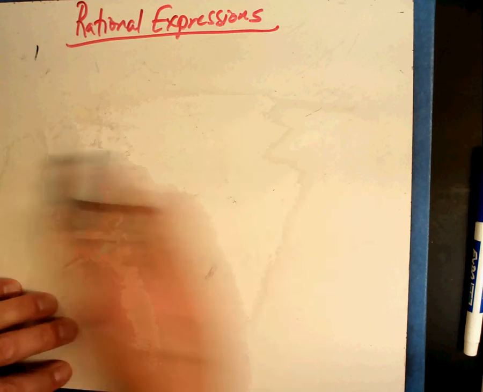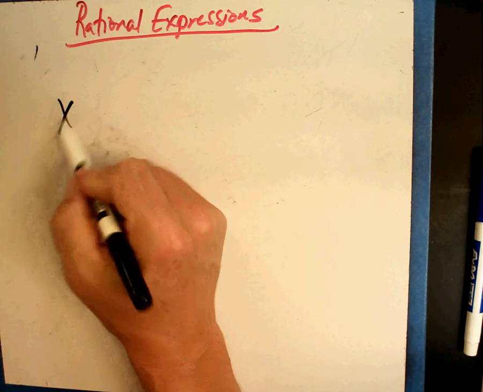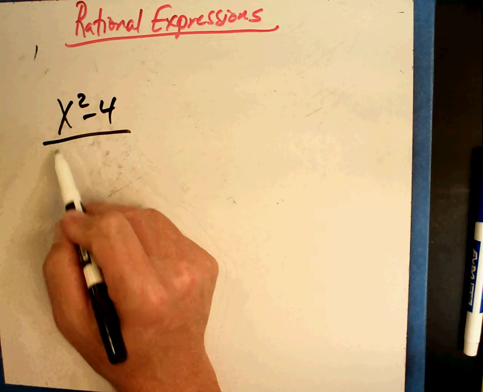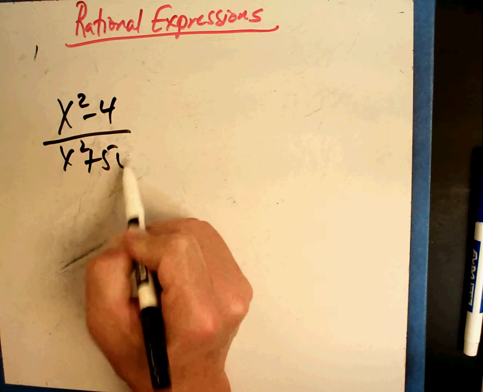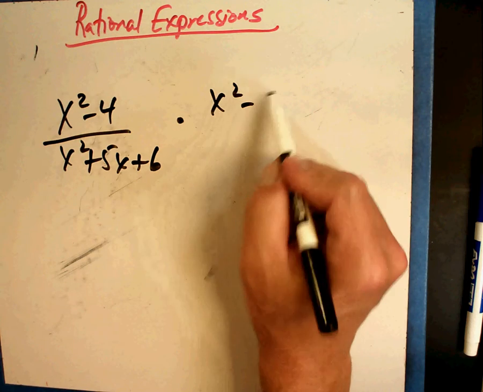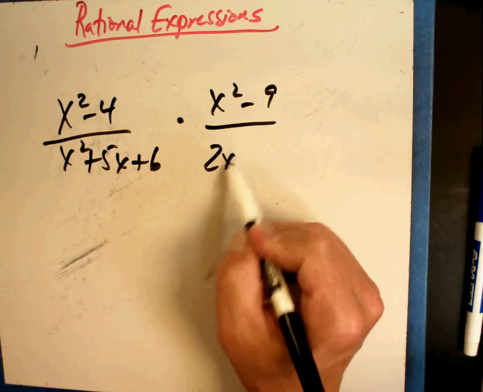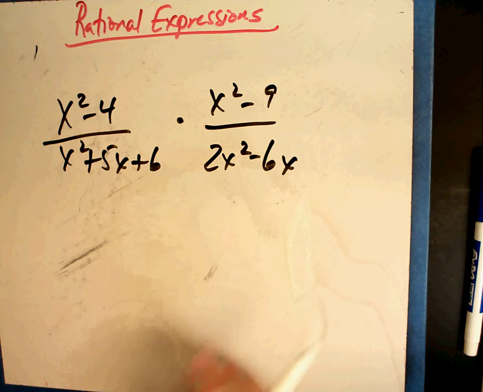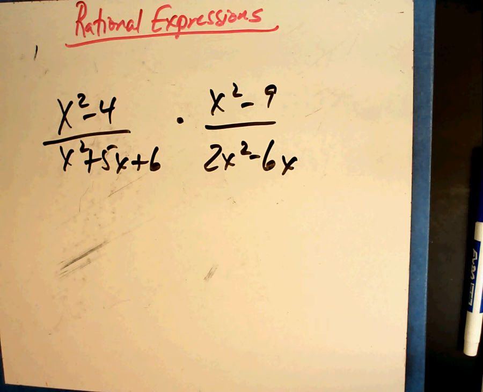When I do multiplying and dividing, it works just like that. So let me show you. So let's say I had that times x squared minus 9 over 2x squared minus 6x. I'm going to give you a second to write that down. Pause it and then come back.